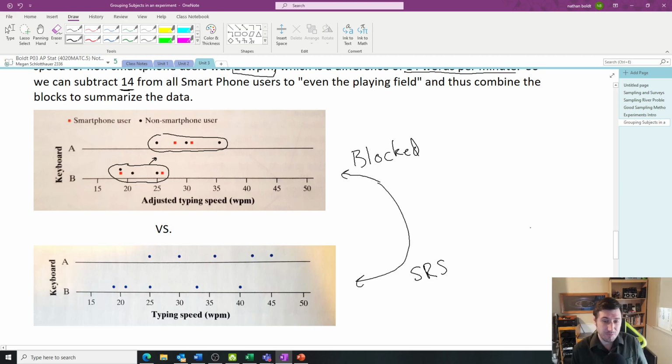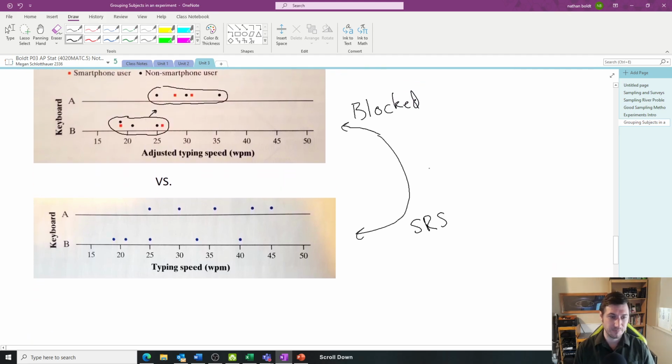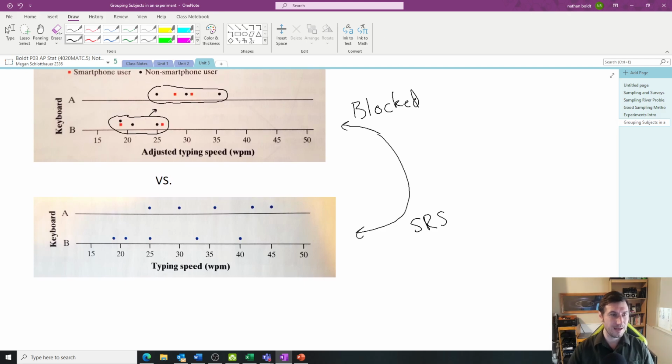And with a simple random sample, we can't really tell that one is better than the other. There's just too much variability. But when we block people by something they have in common, it gets rid of one layer of variability, and therefore we can see what our data is trying to tell us much more clearly. Okay?